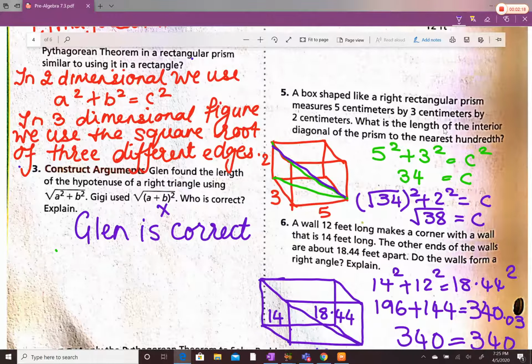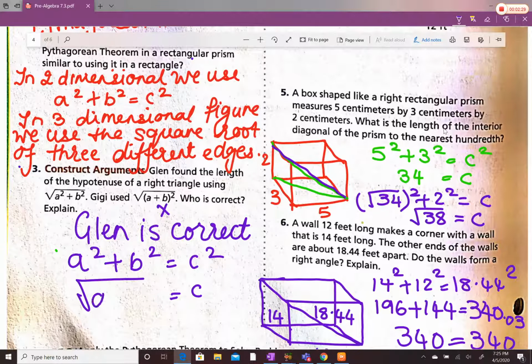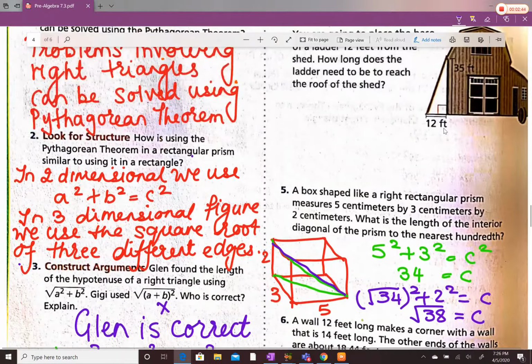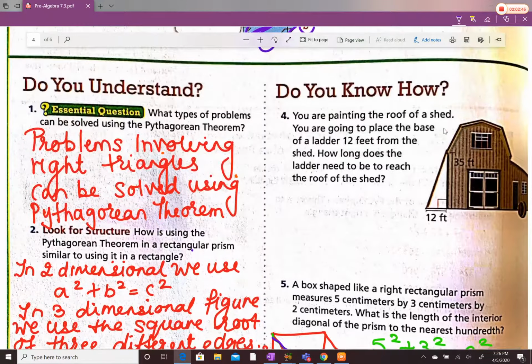because the Pythagorean theorem is a squared plus b squared equals c squared, and to find c, what are we doing? Radical of a squared plus b squared. That's how we find it. We do not put them in the parentheses. If you put them into parentheses, then it's a totally different question, not at all the Pythagorean theorem. Okay, we are looking at this question.